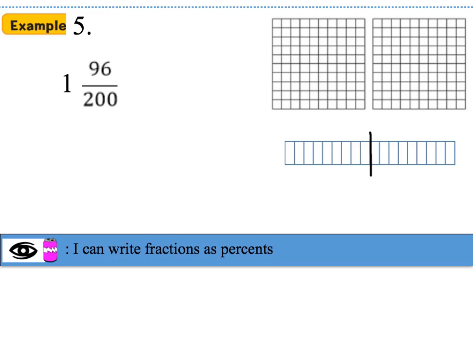For example 5, let's go ahead and write this fraction as a percent. What I'm going to do is ignore this whole number at first and come back to it at the end. Let's take a look at this fraction, 96 over 200. I can make my denominator look like 100 by dividing the top and bottom by 2. So my fraction would be 48 on top and 100 on the bottom.